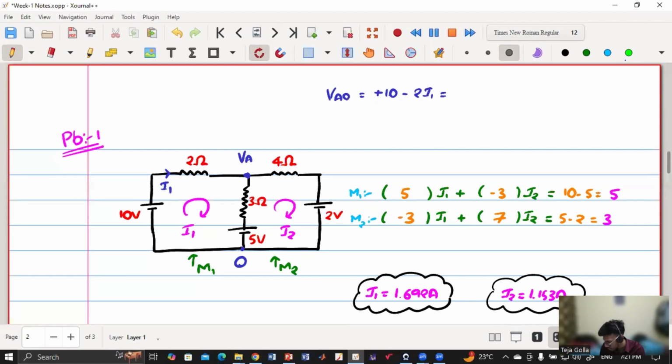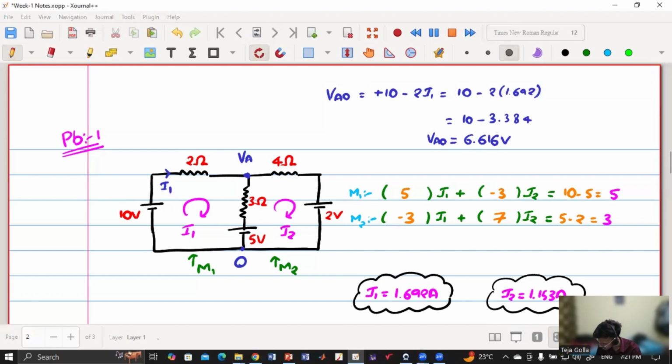So it is 10 minus 2 into 1.692. So can someone calculate and tell me what is this value? 10 minus 4, 2 9s 18, 1, 2 6 12, 13, 1, 2 1s 3.3. So it is basically 6.616 volt, right? If I'm not wrong. VAO 6.6. Yeah, Gyan and Nixon have said 6.6. So if you see, both should give the same result and both are giving the same result.